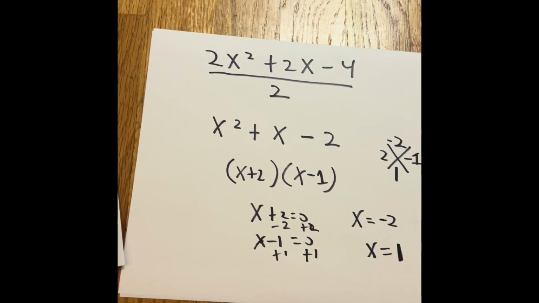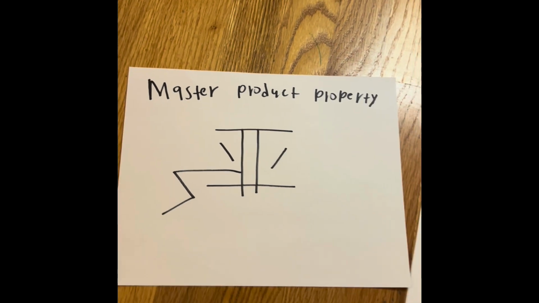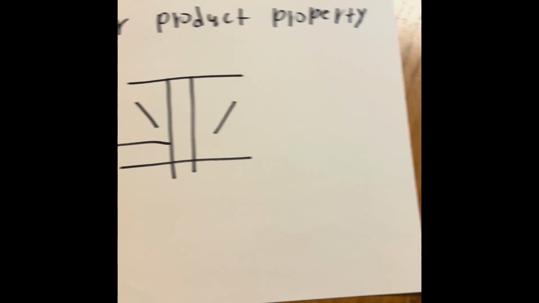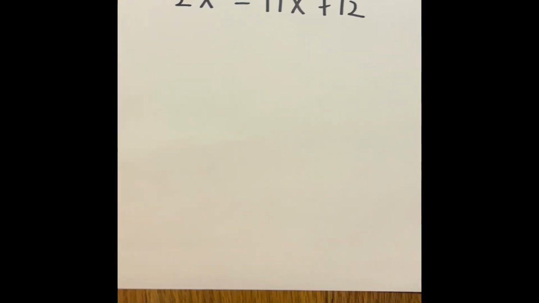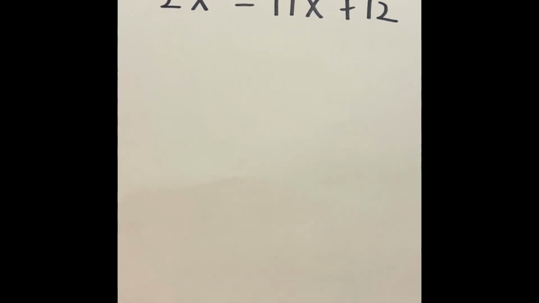But sometimes the equations are not going to be as friendly as you think. That's why we're going to talk about the master product property. Here is our next equation: 2x squared plus 11x plus 12. It is still in standard form, but 11 is a prime number and cannot be evenly divided by 2. So here's what we're going to do. Here comes the master product property.